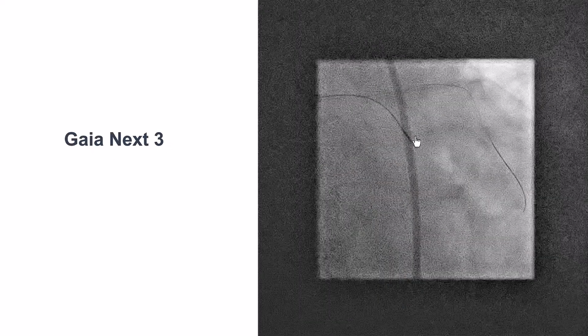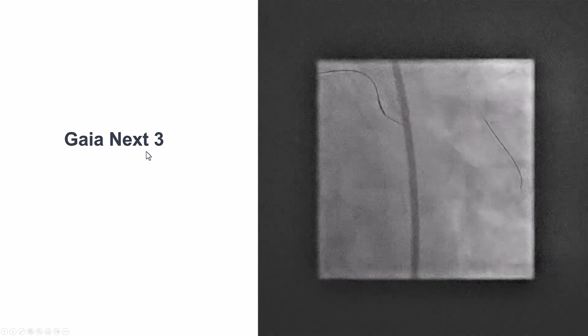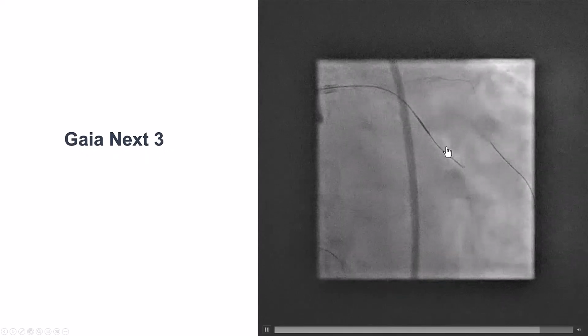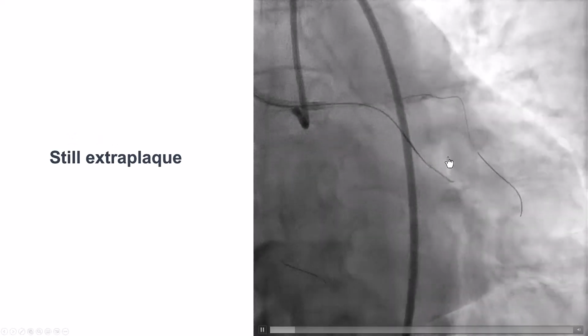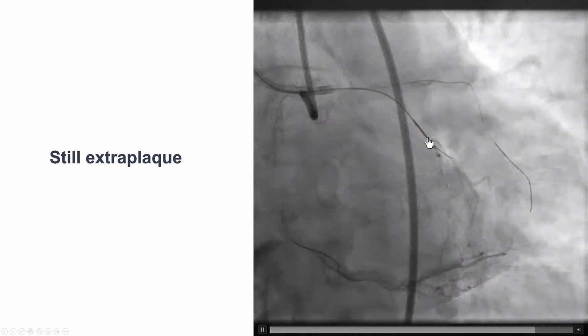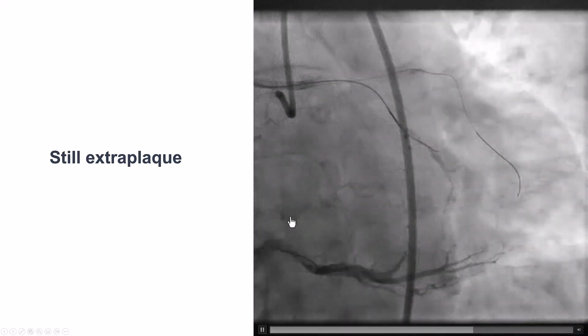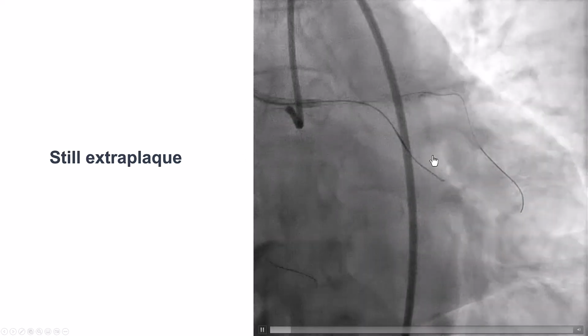In this particular case, we decided to try to redirect it, so we tried with a stiffer, more torqueable guide wire, a Gaia X3, that seemed to advance along the course of the vessel. However, when we did the contralateral injection, we see that we are still in the extraplaque location. So contralateral injection, dual access is critical to know where we are.